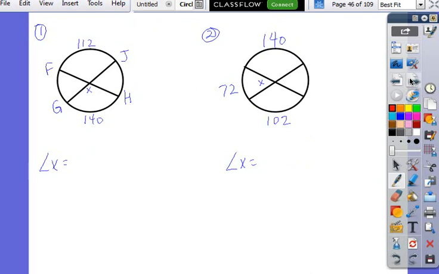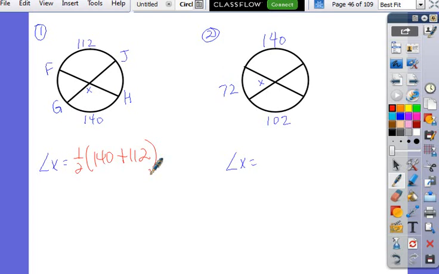What's the rule here? Vertical angles. Use the vertical angles. The angle is half of the one that it makes plus the vertical. If we're looking for the angle, that's what we're going to do. Half of the one that it makes plus the vertical.